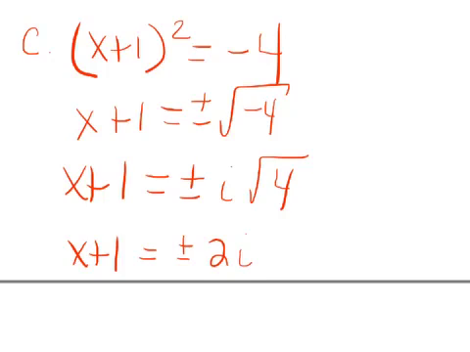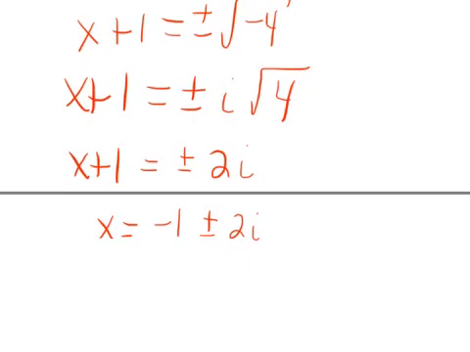And Johnny, the last step, how do I get rid of that 1? Good. And again, when we subtract, we just put the negative 1 in the front, showing that we've subtracted 1 from both sides. Erickson, what would our solution set look like? Good. Negative 1 plus 2i, negative 1 minus 2i. Very good.